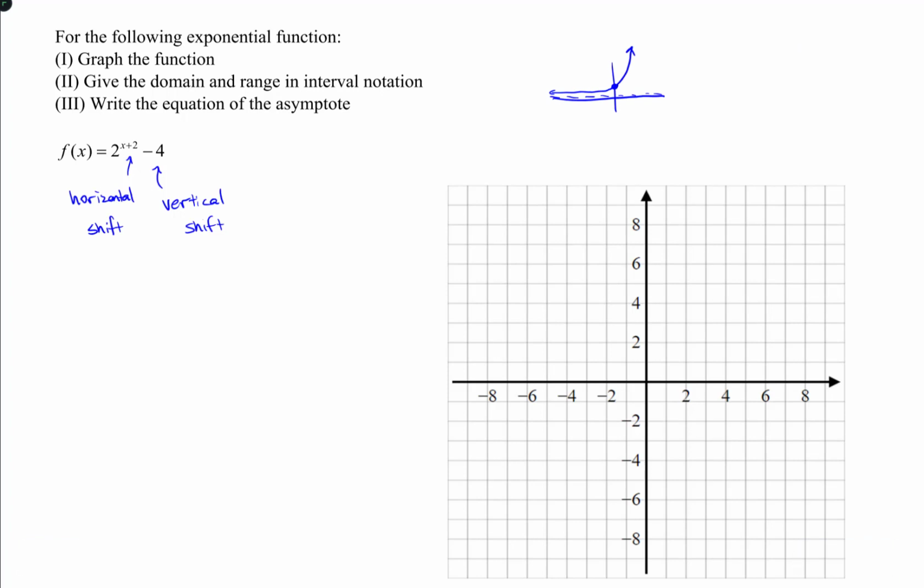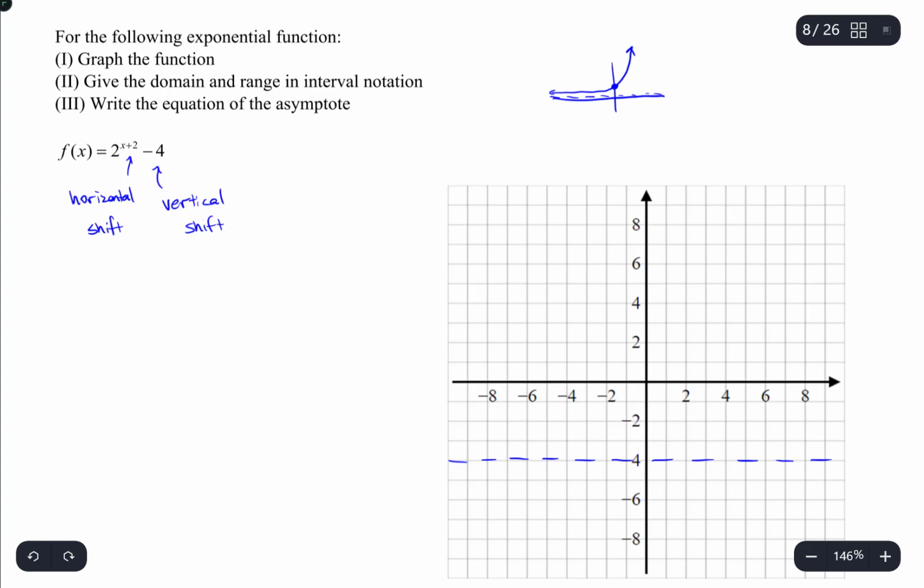Okay, so the vertical shift moves everything down, in this case, by 4 units, including the asymptote. And I think that's the best place to begin these problems. Just move your asymptote to where it should be, which in this case is 4 units down.